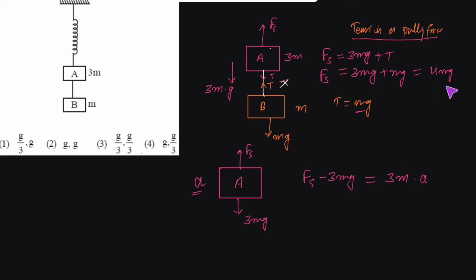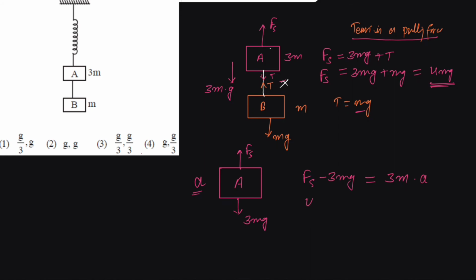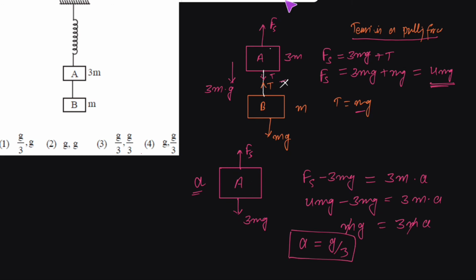Now the spring force we have just derived, so we can put Fs equal to 4 mg. So 4 mg minus this 3 mg will be equal to 3m times A. This 4 mg minus 3 mg will be mg, which equals 3m times A. Here m and m get cancelled. So the acceleration A of block A is equal to g by 3. So this is the acceleration of block A.